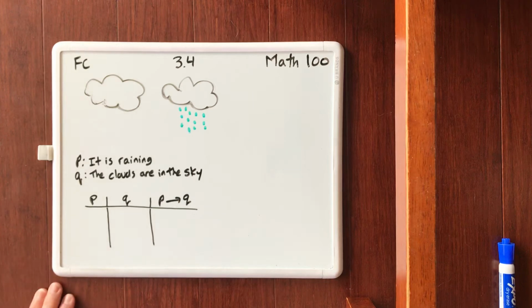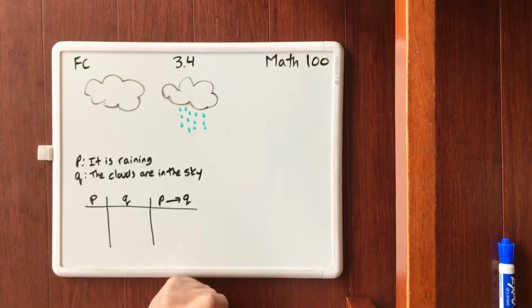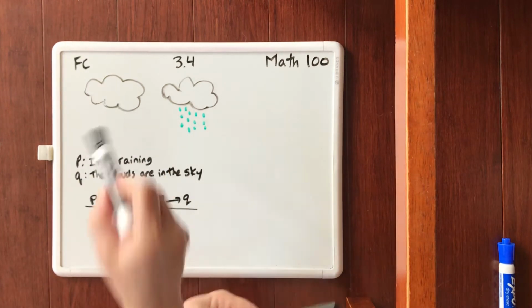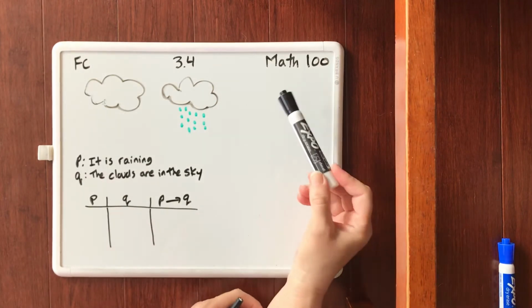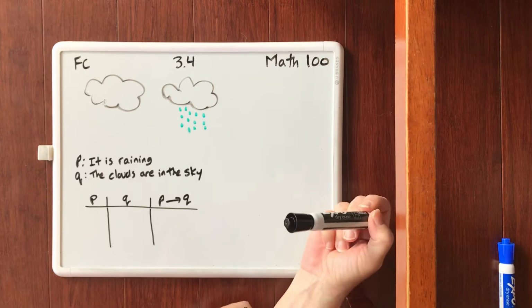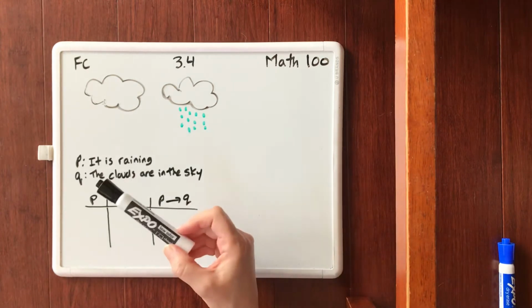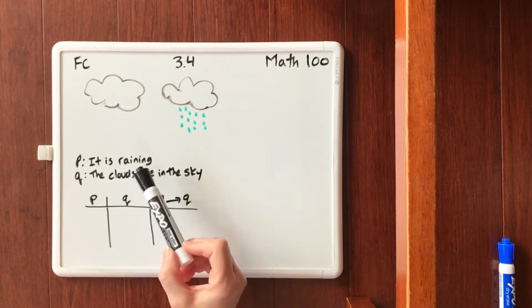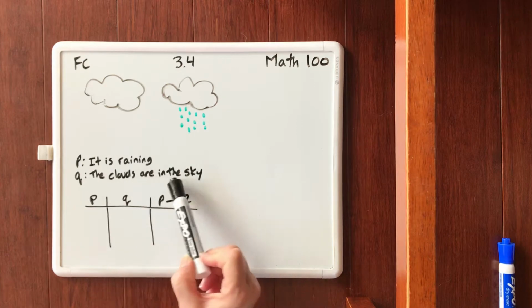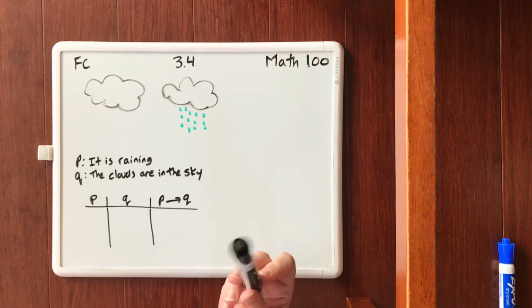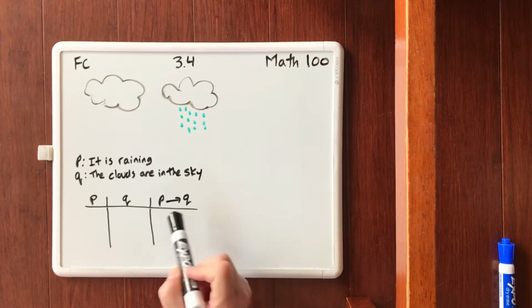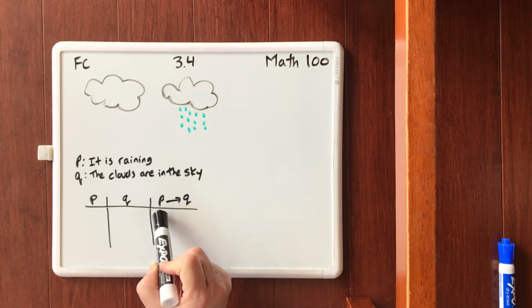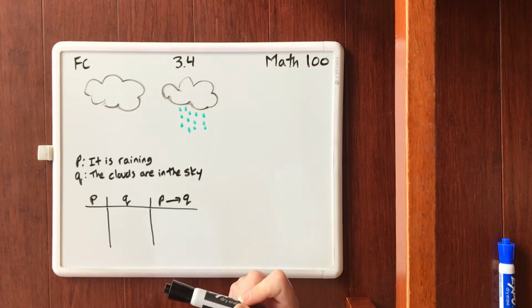Truth tables. So here's a picture of a cloud with no rain. Here's a cloud with rain, and here's no clouds and no rain. So let's look at the statement P: it is raining. Q: the clouds are in the sky. Now we're going to do a truth table for a conditional statement. It's conditional because it says if P then Q.